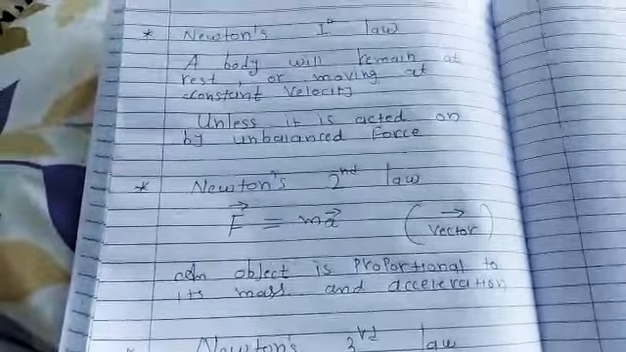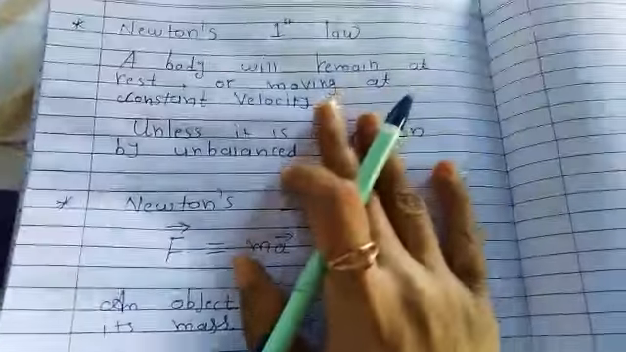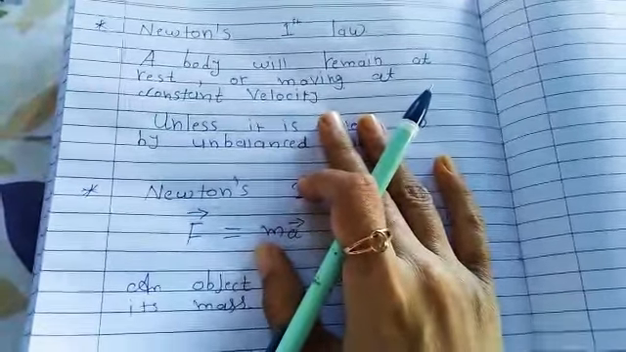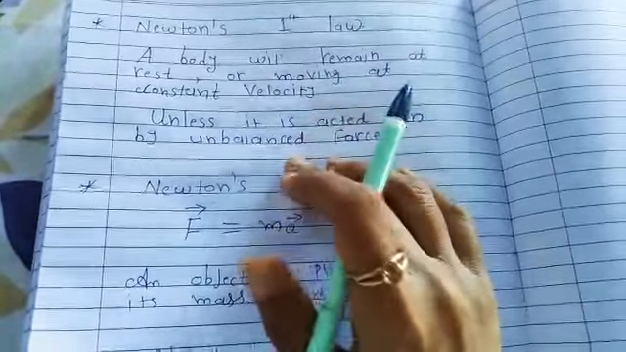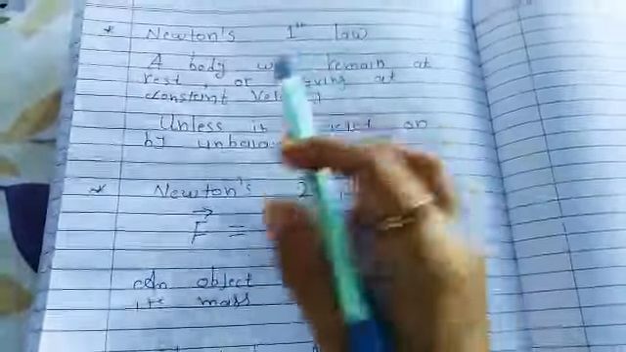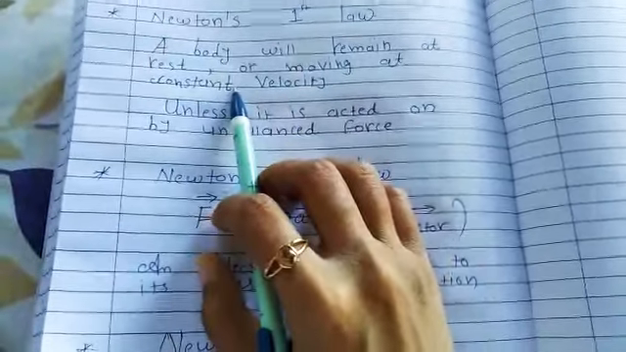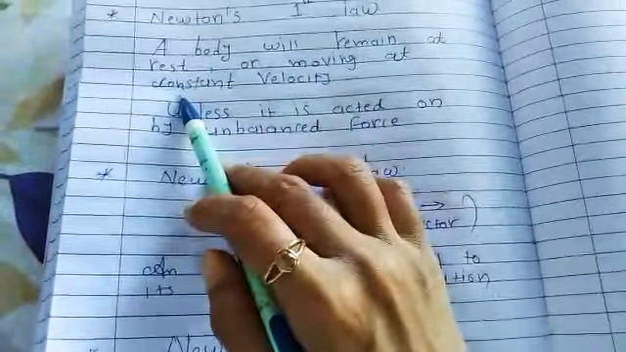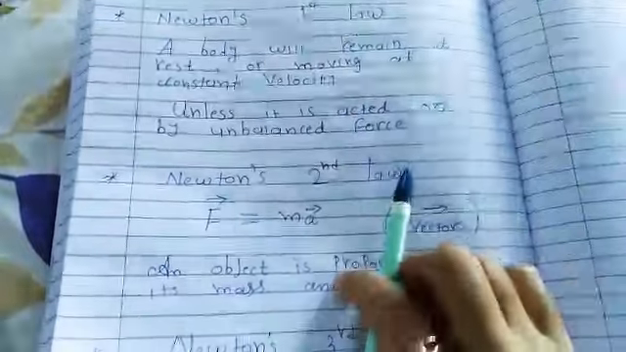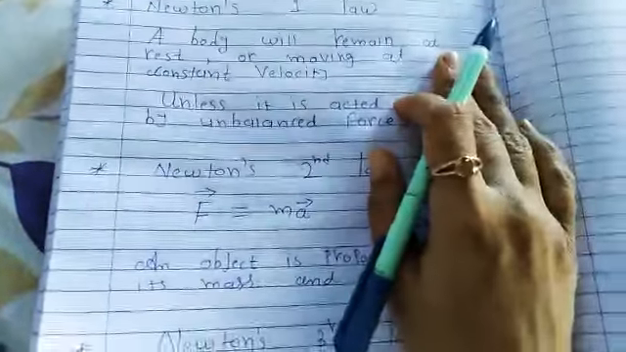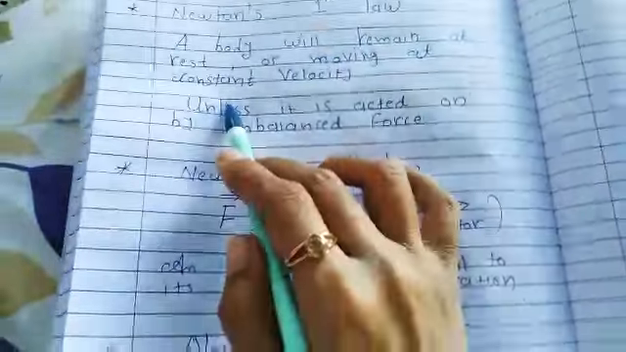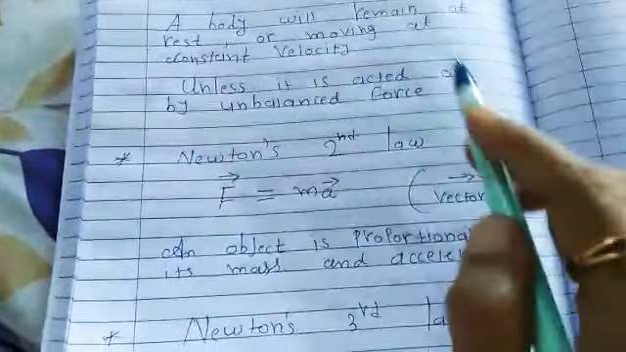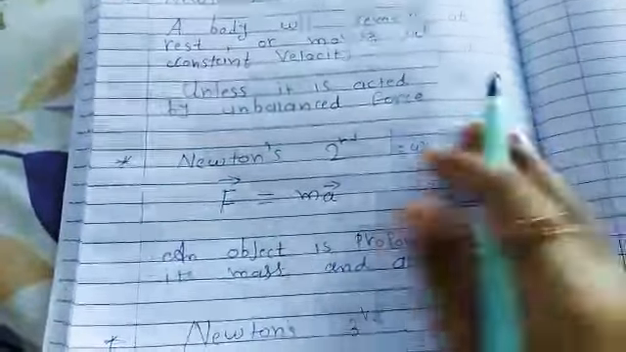Okay, so let's understand. The first law is: a body will remain at rest or moving at constant velocity. A body is any kind of body. Rest means it is still, or moving at constant velocity, unless what? It is acted on by an unbalanced force.